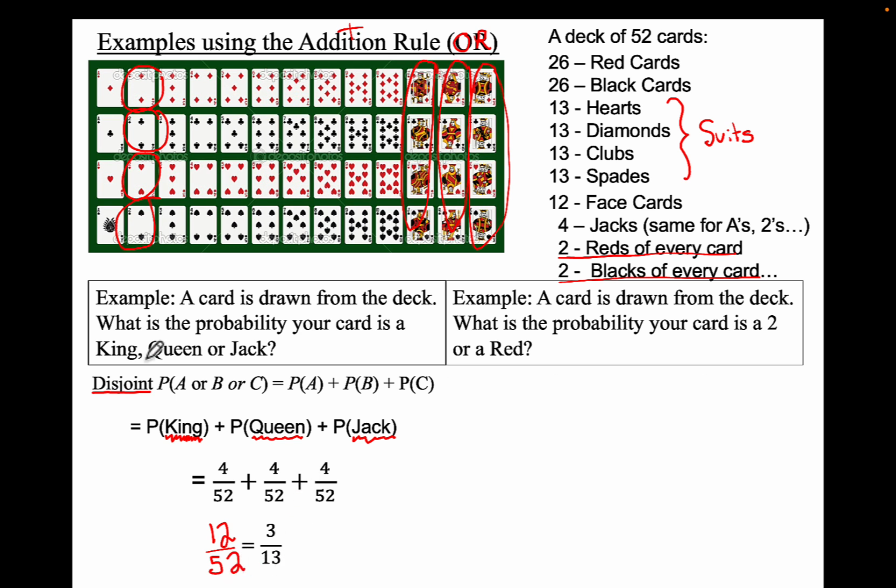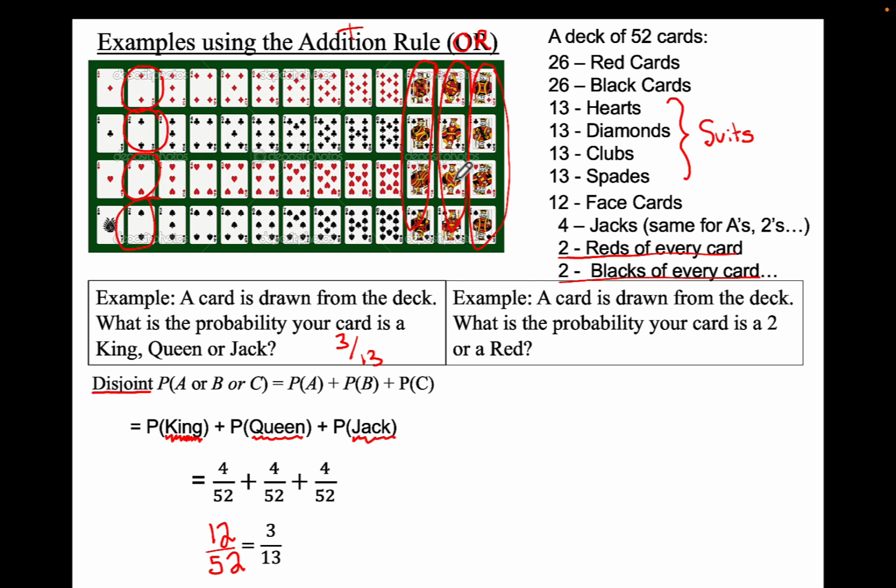So the probability of pulling a card from the deck and it being a king, a queen, or a jack is equal to 3/13. I kind of like it in the non-reduced form, because you can see that there are 12 out of the 52. King, queen, jack. If you count these, 4, 8, 9, 10, 11, 12 out of 52.